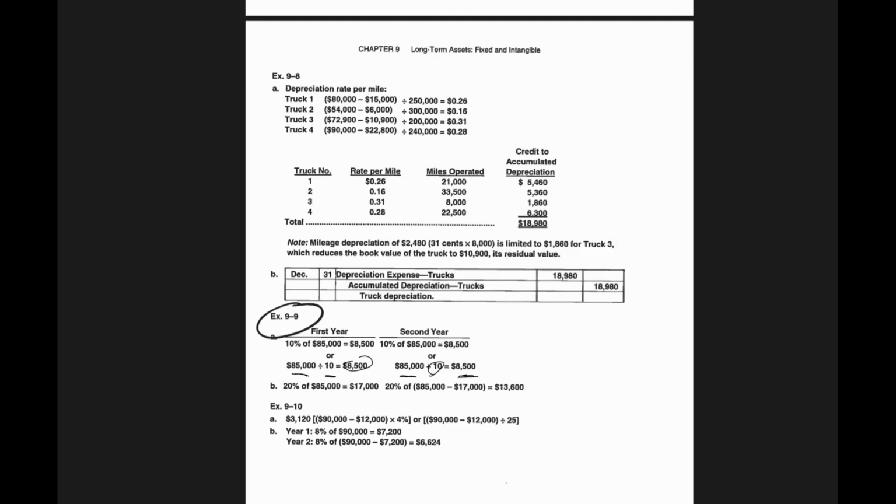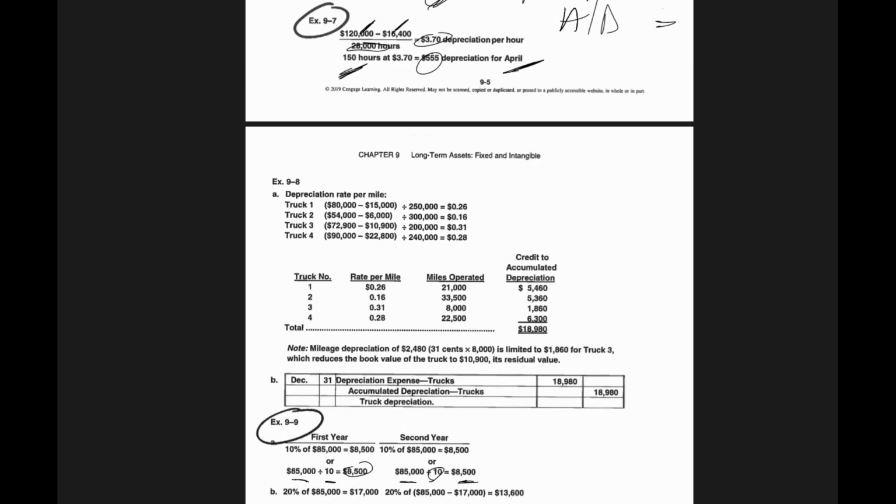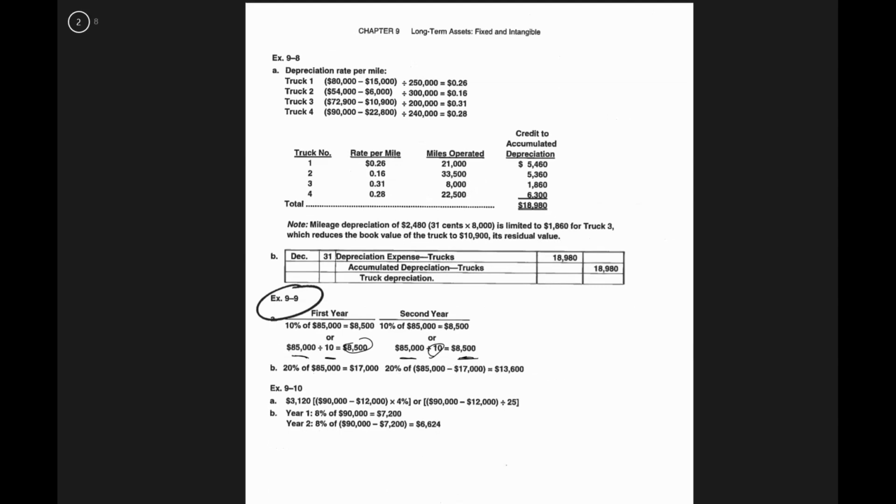Now let's talk about the double declining balance method. And this kind of goes back to number 5 up here when we were looking at all these rates. Okay? So in this case, we had a 10-year life. So a 10-year life is 1 divided by 10, or 10%, and then double it, double declining. So now 10% becomes 20%. If it had a 4-year life, 1 over 4 is 25%. Double it is 50%. Okay?